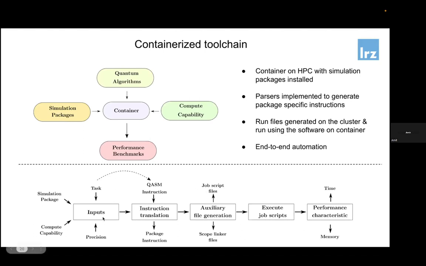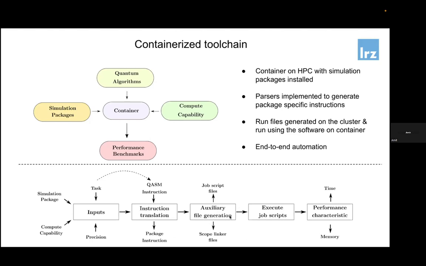If you look at the details of this, it takes in four inputs. We also included the precision, because not all packages support all precisions. We request the user to input the quantum algorithm with the variational parameters in a quasim instruction format. Then we append an optimization function to the bottom of this and generate package specific instruction sets. So we translate the quasim instruction set into the package specific instruction set while appending it with an optimizer of choice. We have used the SciPy optimizer for now.